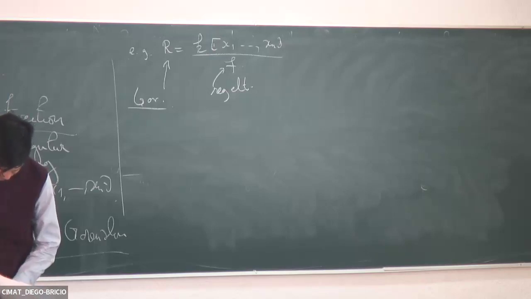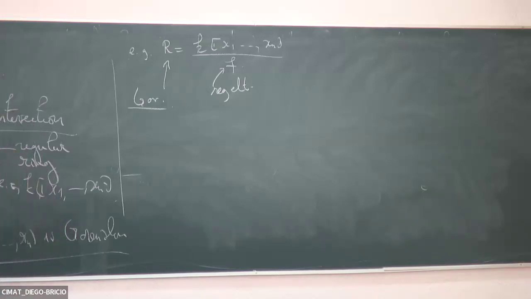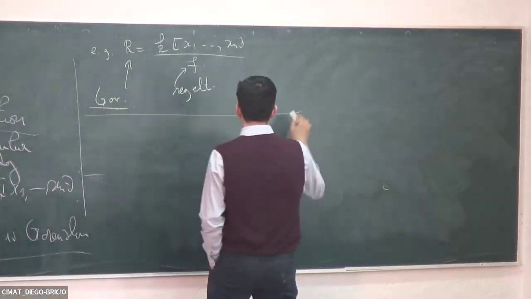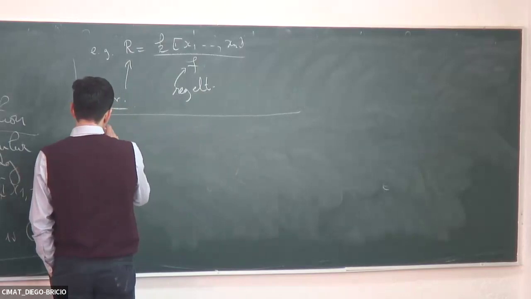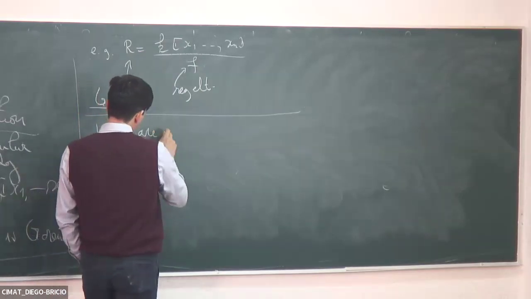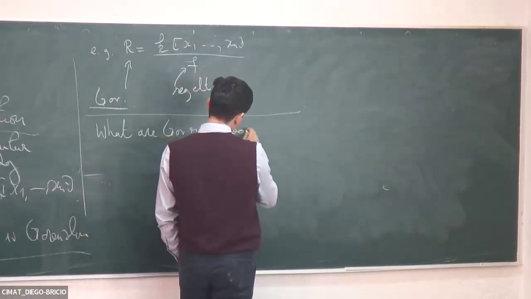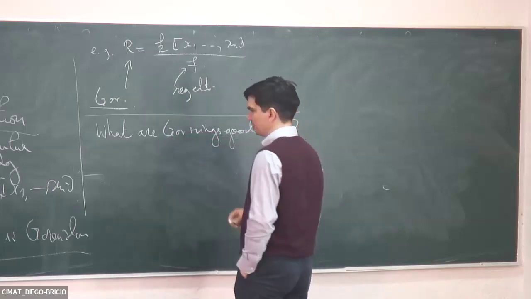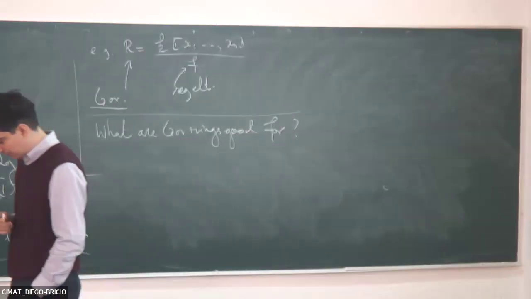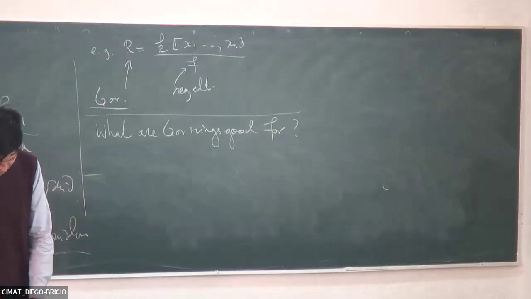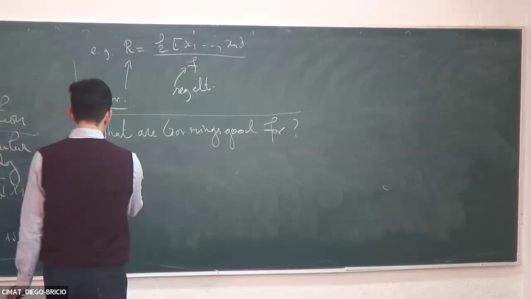Okay, so now let's get to business. So what are Gorenstein rings good for? Well, we saw that the canonical module can be taken to be omega. It can be taken to be the ring itself. But in particular, that's going to mean something very powerful. So let's look at the following theorem.